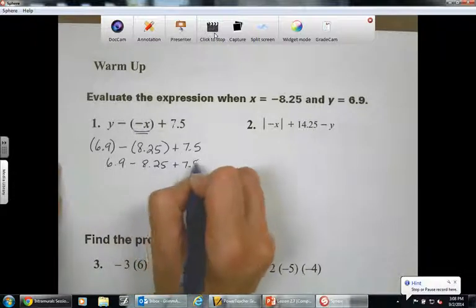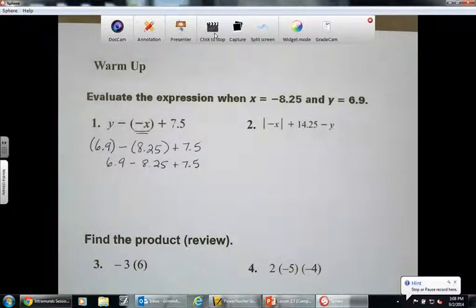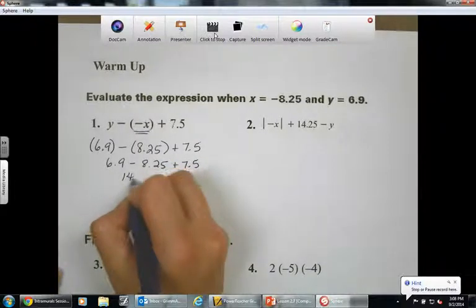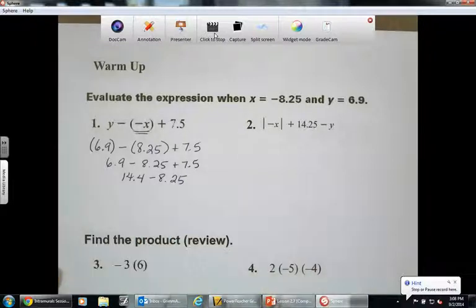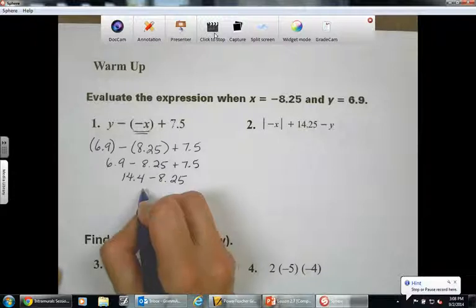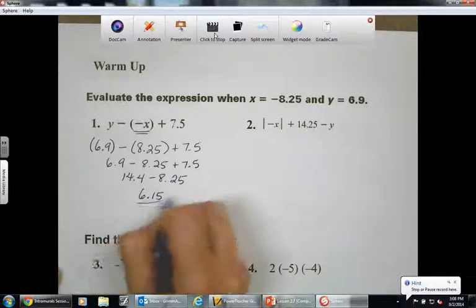If this were me, and it is, I would go ahead and add up the 2 positive values. So I would add 6.9 plus 7.5 and get 14.4. And now I just have to subtract out 8.25 and not mess with any negatives here. And so when I subtract these two, I get 6.15. Okay? Next one, number 2.